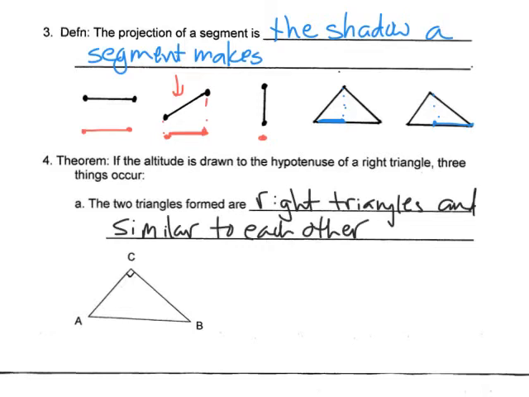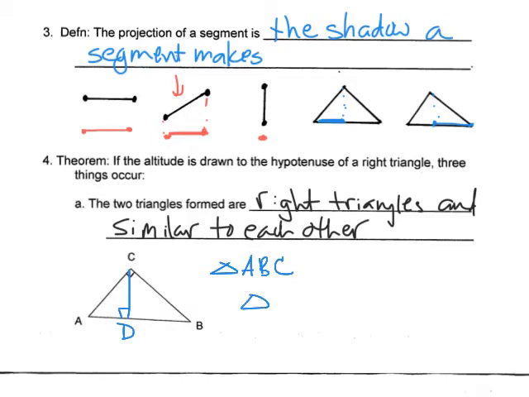So this is what we can say. The two triangles formed are right triangles and are similar to each other. Again, if I take this and I drop the altitude at the right angle, there's our three triangles. We have, if I label this D, again we have triangle ABC. This is what we did yesterday.